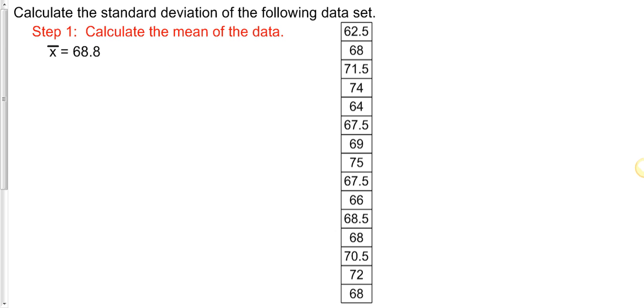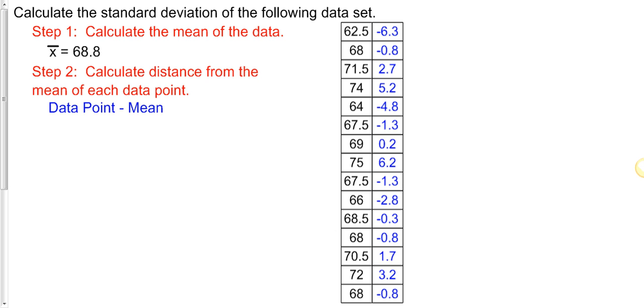In step 2, we're going to subtract the mean from each point in our list. We're basically finding the distance from each point back to the mean. So for example, 62.5 minus 68.8 equals a negative 6.3. The negative 6.3 is basically telling us that that point, 62.5, is to the left of our mean, which is what makes it negative on a number line.